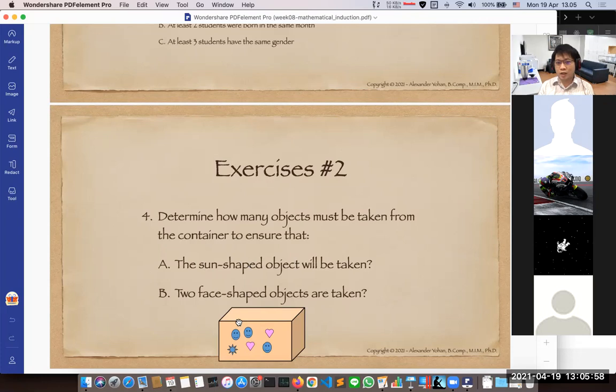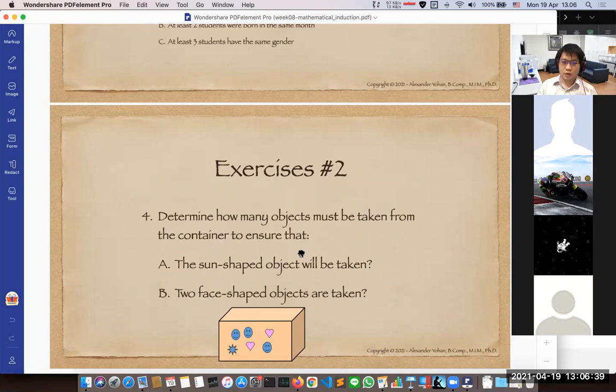Right. So in other words, all the objects must be taken, but you need to provide the argument why all the objects should be taken. The argument I've already explained earlier, right? Since you want to make sure that this sun shape object will be taken, then you need to know the number of the other objects inside the container. So you need to take all the other objects first, then add 1 for the object you really want to take out. So that will be the answer for this question number 4.